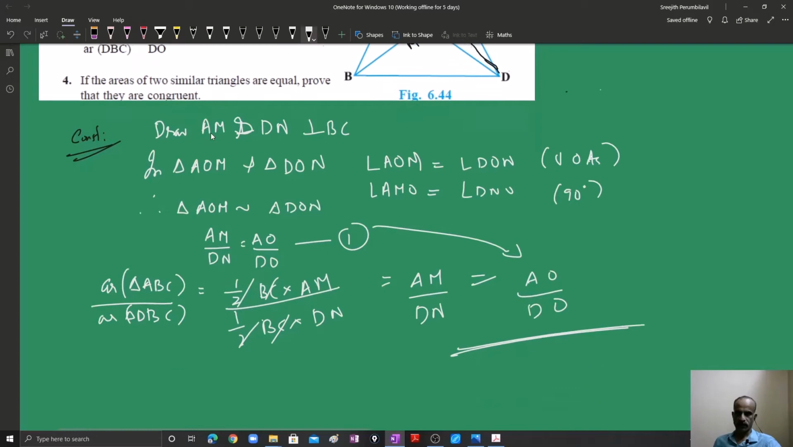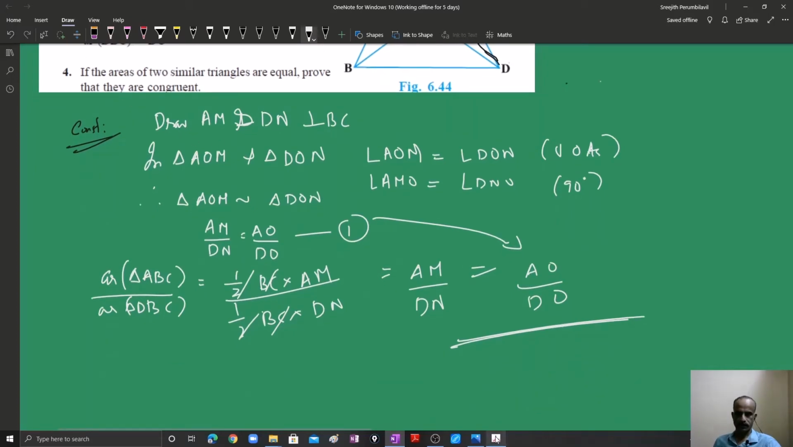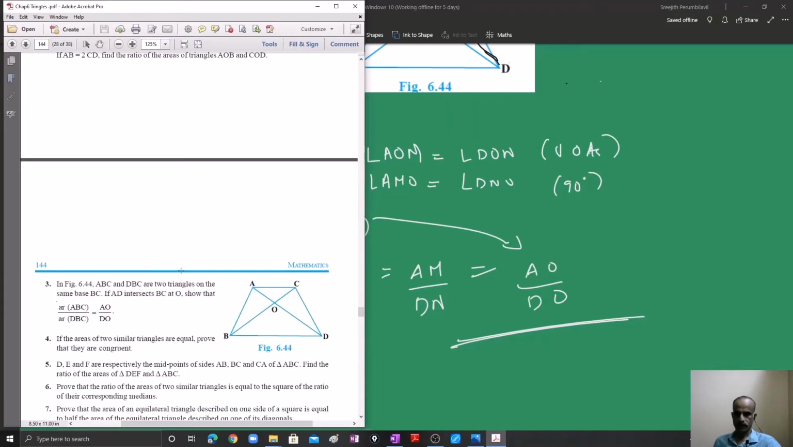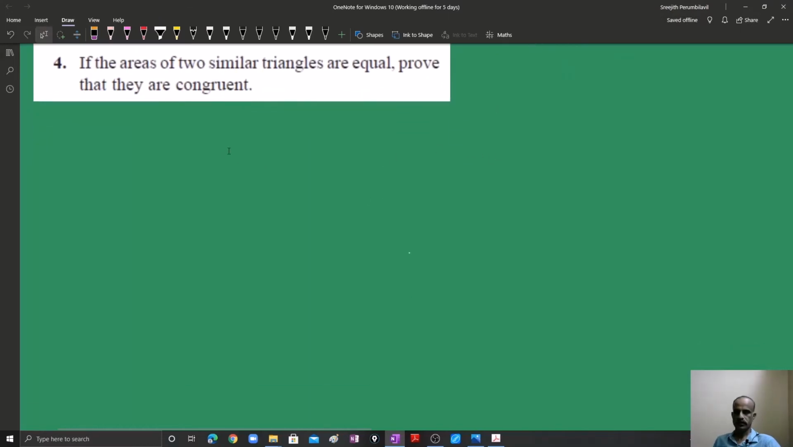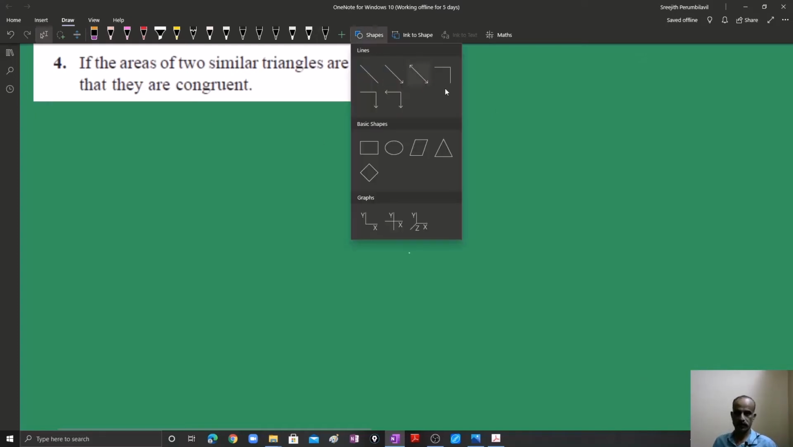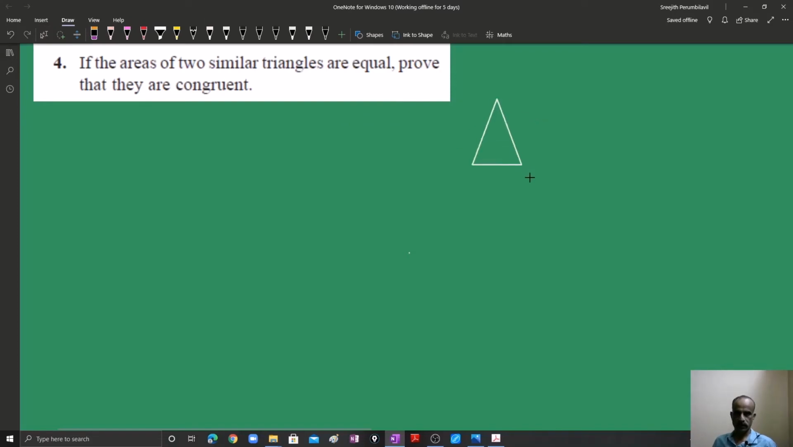Now question number 4. We'll copy the question separately. Question number 4: if the areas of two similar triangles are equal, prove that they are congruent. That is, there are two triangles, we will say without that. If the areas of two similar triangles are equal, let us write the given part.